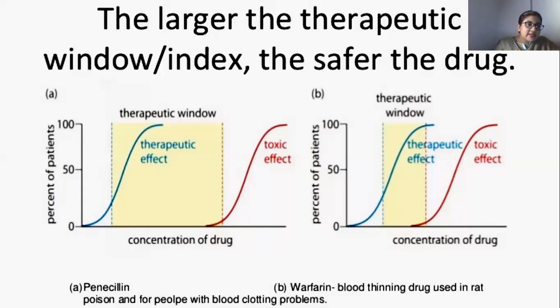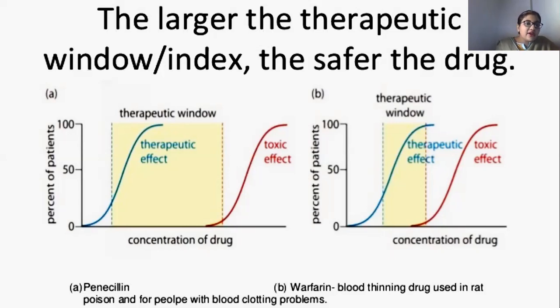So A is penicillin, and B is warfarin, which is used for thinning of the blood. So it means that warfarin I have to give very carefully. I have to take care that no extra amount is being given because it can easily produce a toxic effect. And there is a huge gap.